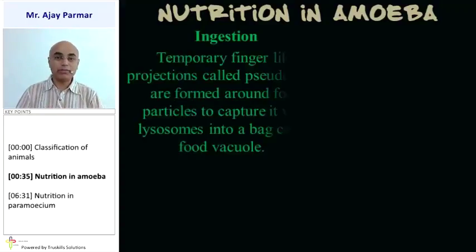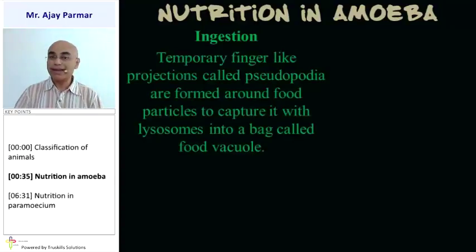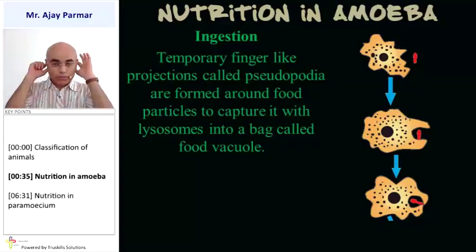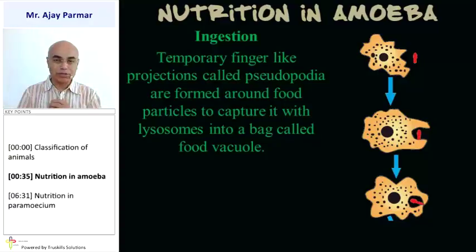But in case of amoeba, that is being done by temporary finger-like structures, what we call as pseudopodia. Pseudo means not existing in reality, but it's an imaginary thing. And podia comes from the word poda, meaning the limbs, that is hands and legs. We have limbs, but amoeba, being a unicellular living organism, does not have such limbs.